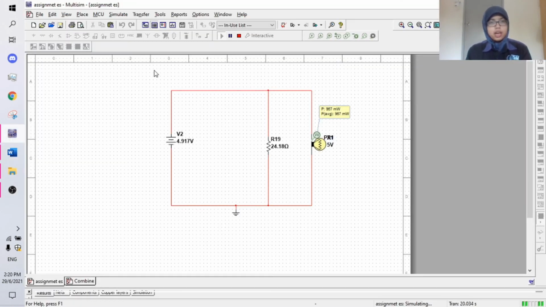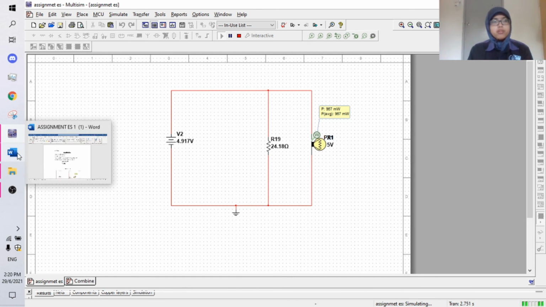Here is our circuit that is supplied by our 4.917 V DC supply, and this is our load based on our calculation, and this is left as an indicator. When I run it, we can see that our power is 967 milliwatt, which is to the nearest 1 watt. So here we can see that the 1 watt power is achieved for the circuit.